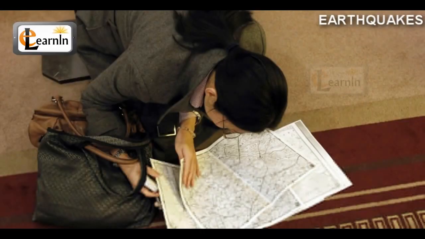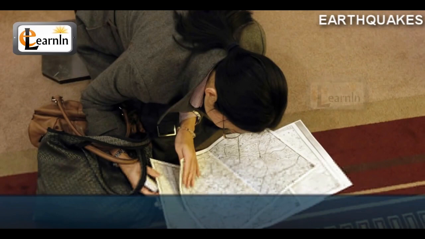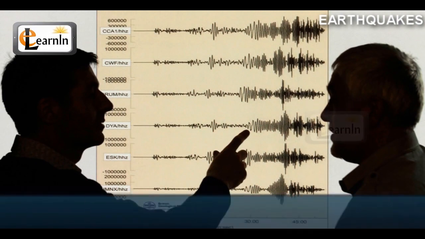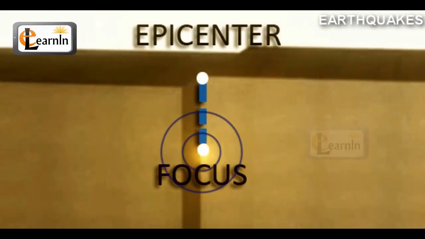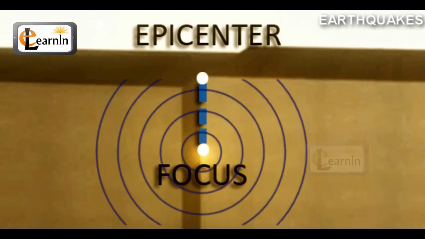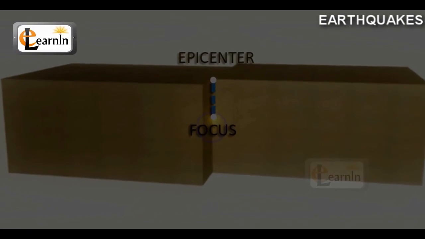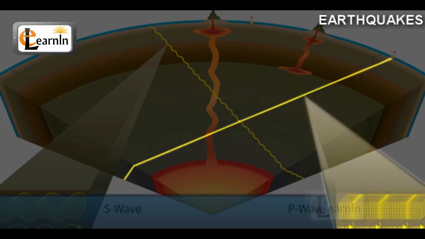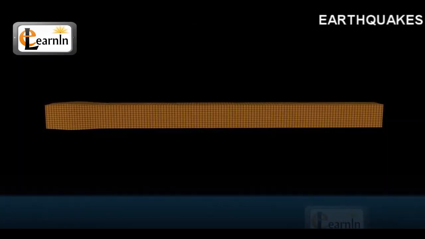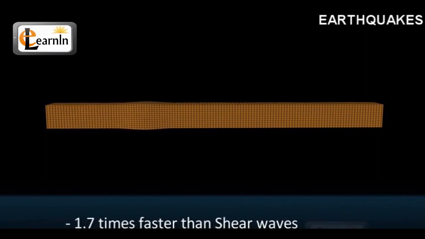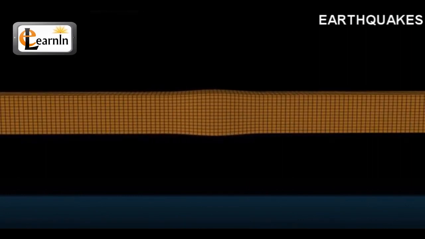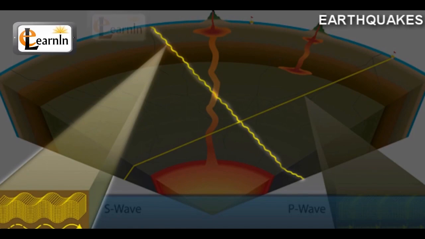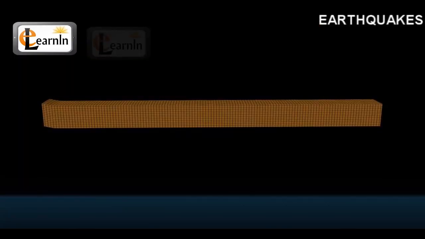The branch of knowledge that deals with the study of earthquakes is called seismology, and the experts who study seismic waves are called seismologists. There are three types of seismic waves that spread in all directions from the focus. They are the P, S, and L waves. The compressional waves are the first to reach the earthquake recording station as they travel 1.7 times faster than the shear waves and are therefore called primary or P waves, while the shear waves are called secondary or S waves.